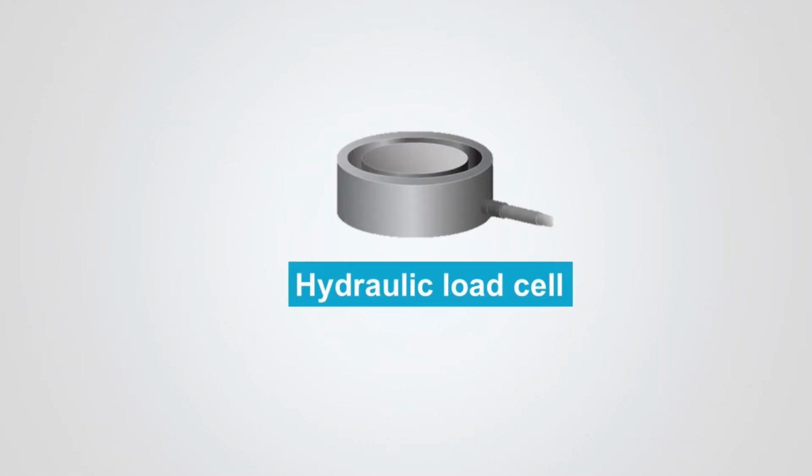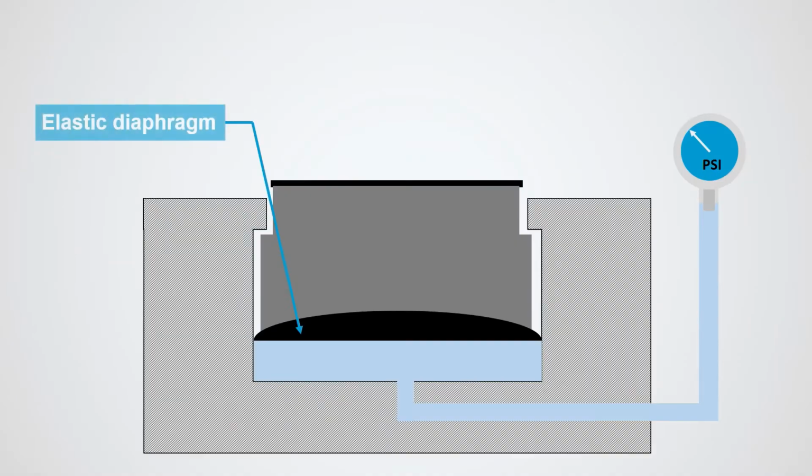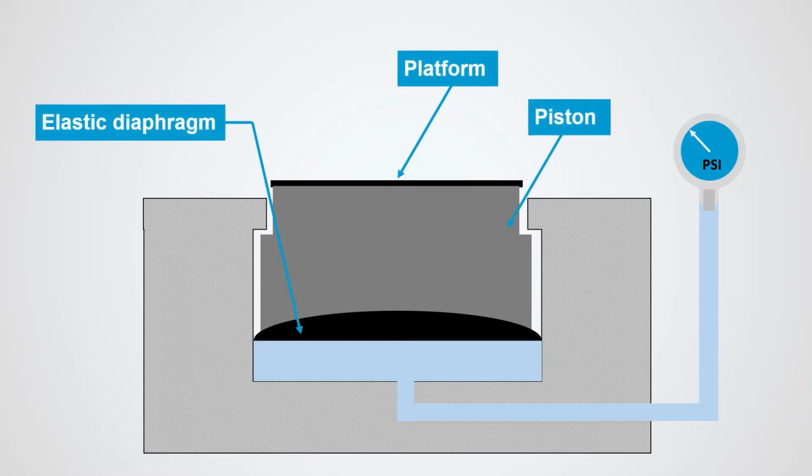Next, let's talk about a hydraulic load cell. In the case of a pneumatic load cell, compressed regulated air was used. A hydraulic load cell, on the contrary, will use compressed fluids such as oil or water. A typical hydraulic load cell consists of an elastic diaphragm, a piston with a loading platform on top of the diaphragm, the fluid inside the piston, and a bourdon tube pressure gauge.